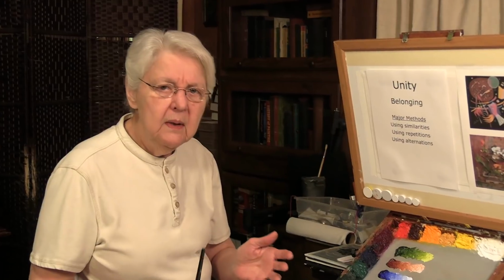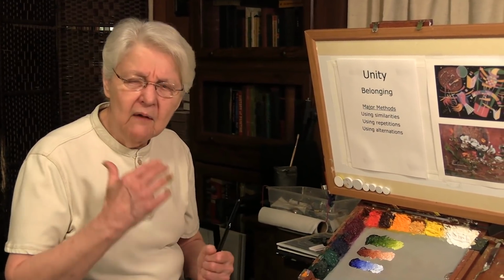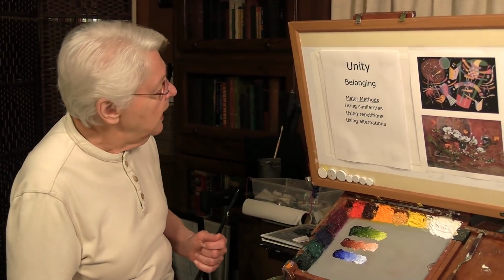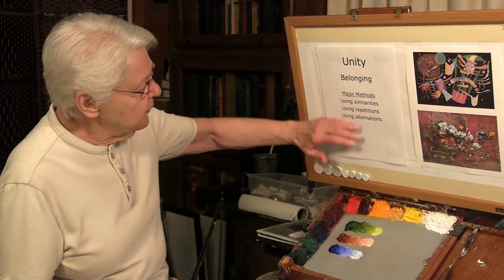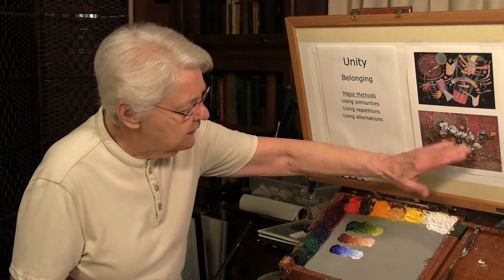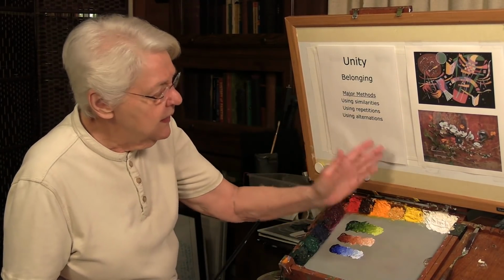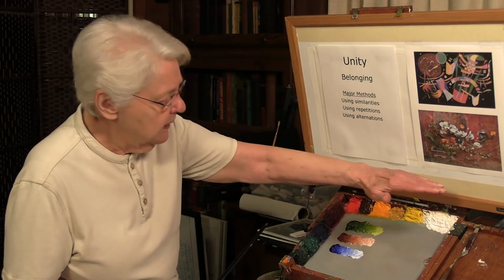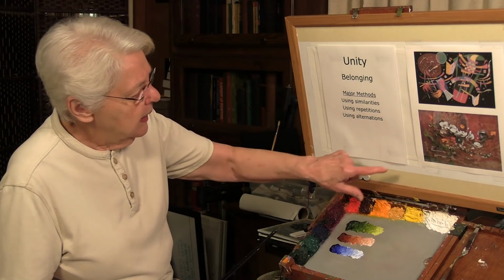All right, we talk about unity all the time. Got to have unity here, got to have unity there. Unity simply means everything belongs. And in a painting, that's exactly what we mean. Things belong. But we have ways we make them belong. These are three major ways that artists will use to make everything in a painting feel that it really should be there. And that's the whole thing.